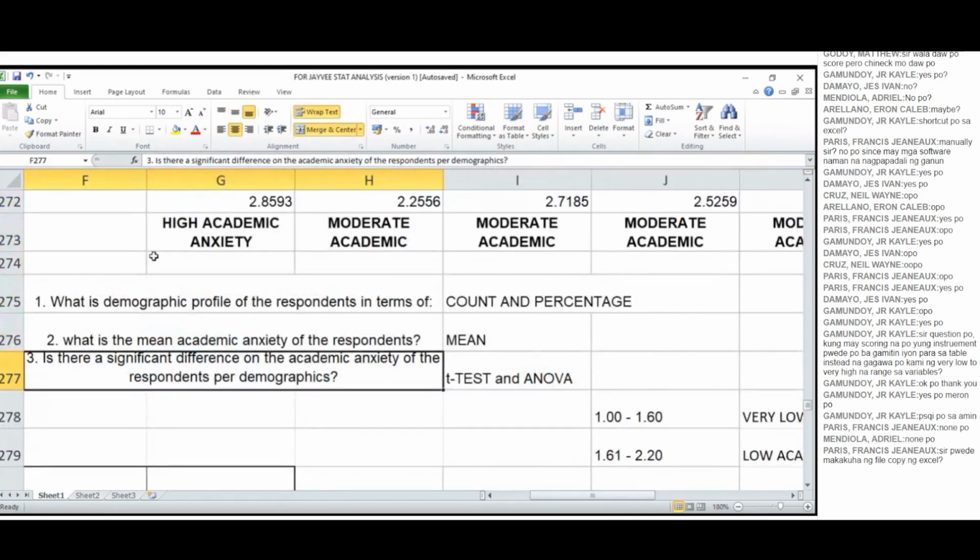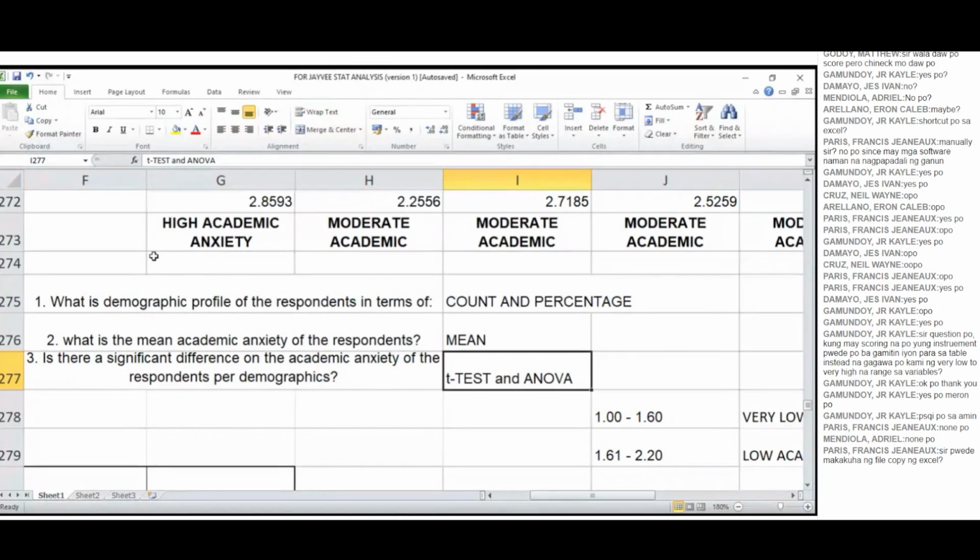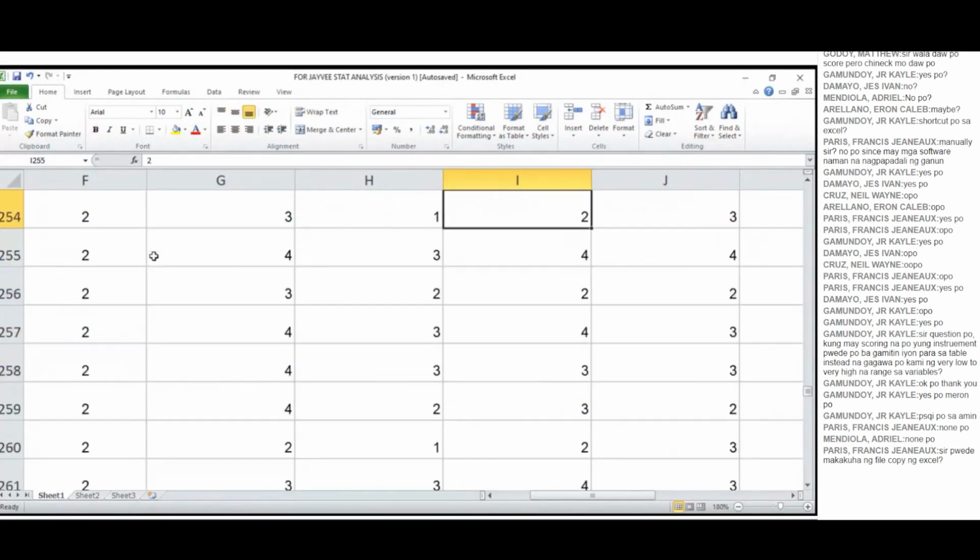And lastly, now, we have to answer the third research question. Is there a significant difference on the academic anxiety of the respondents per demographics? So they will be using t-test and ANOVA here. So t-test for demographics that has two groups like grade level, and ANOVA for demographics that have three groups, which is your age. So tatlo yung grupo natin sa age, so ANOVA ang gagamitin natin dyan.